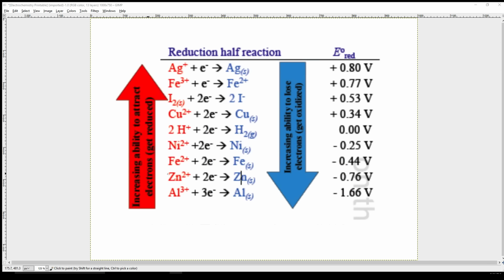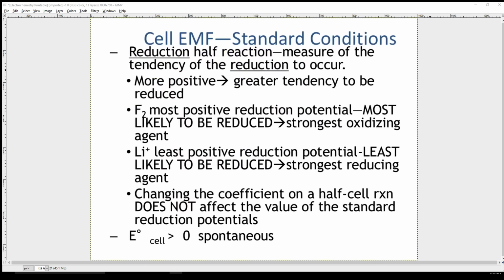So here's that chart again. As the reduction potential increases, you increase the ability to attract electrons. So silver is better at attracting electrons than aluminum is. And then as you go down here, again, you are increasing their ability to lose electrons. It's easier for aluminum to lose electrons than it is for silver to lose electrons. So a reduction half reaction is the measure of the tendency of the reduction to occur. Just like I was saying, the more positive this number is, the more likely it is that it will be reduced.